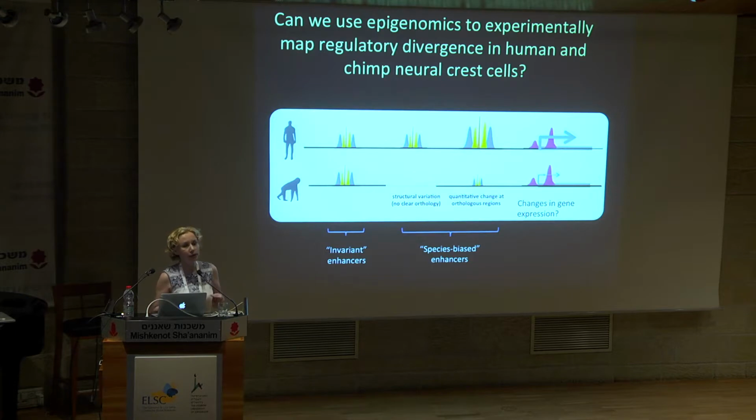But can we use then these epigenomic comparisons to experimentally map regulatory divergence in human and chimp neural crest? And the idea here is simple. We're comparing the same cell type between two closely related species, so most of the epigenomic patterns should be invariant. But yet we should be able to find some regions that are differential, either due to structural variation between the species at regions with no clear orthology, or due to quantitative change in activity at orthologous regions.